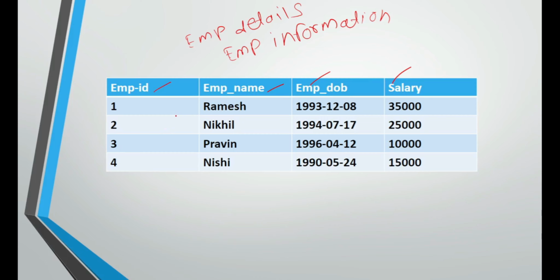So basically we can see in each column different data is stored. In employee ID we can see these are numeric values, in the employee name column we have strings, that is the names, in employee date of birth we have dates, and in salary we have stored the salaries of the employees. So this is the example.